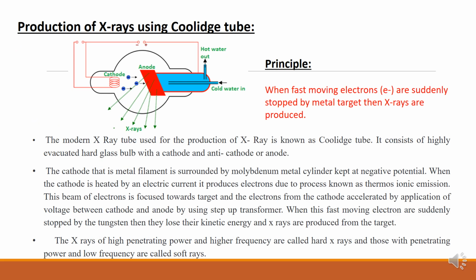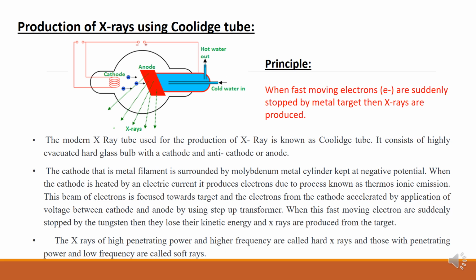Now we will discuss how X-rays are produced using the Coolidge tube method. There are different methods to produce X-rays, but we are going to discuss the Coolidge tube. The principle of this process is that when fast moving electrons are suddenly stopped by a metal target, these accelerated electrons lose their kinetic energy into the metal target, and from that X-rays are produced.